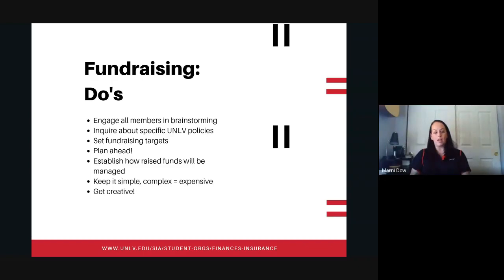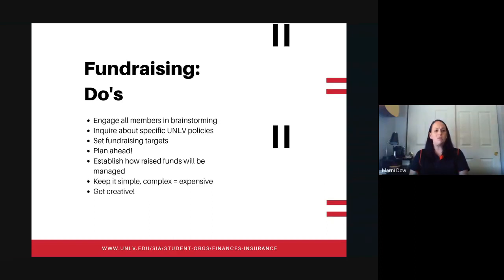So think about how they get creative and brainstorm from lots of people in the organization. We want to make sure that they're following UNLV policies, particularly if they're doing an on-campus fundraiser. If it's on campus, they can reach out to Student Union Event Services or check their website. They can give some guidance on UNLV policies.